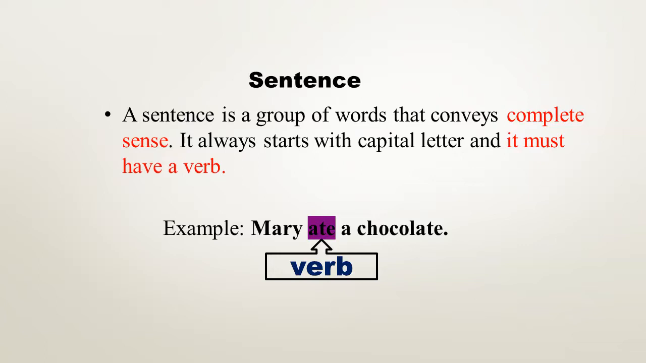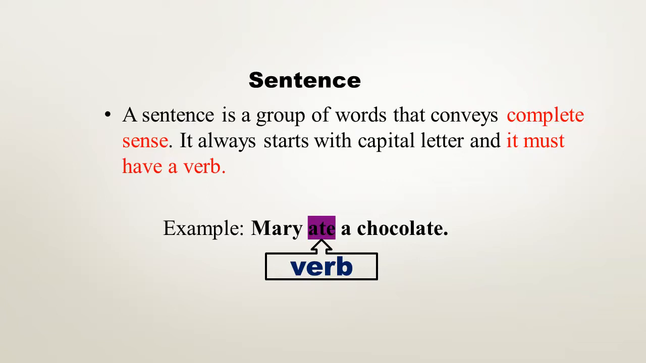The second important thing to notice here is that a sentence should always give complete sense. It should always give complete meaning. A group of words that is not giving us complete meaning, that is not conveying the complete message, is not a sentence. Let us look at the example.